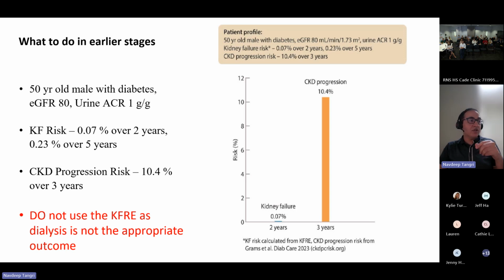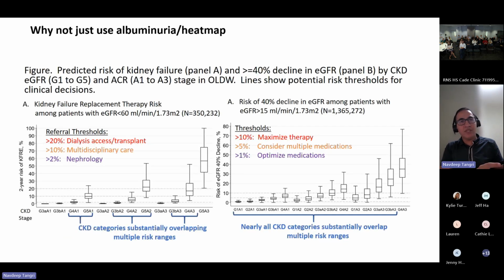The reason for this mismatch is that it's the wrong outcome. Dialysis is the wrong outcome for someone with a GFR of 80. You really need to think about a different outcome, and you really need to be thinking about outside the heat map, right?